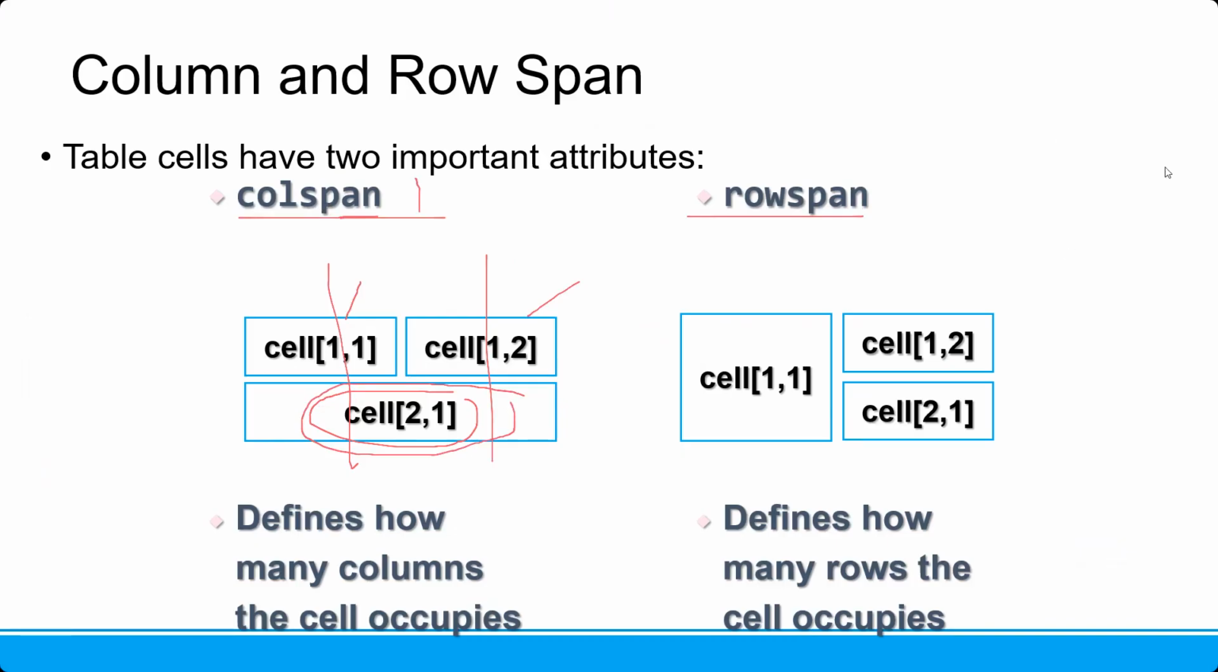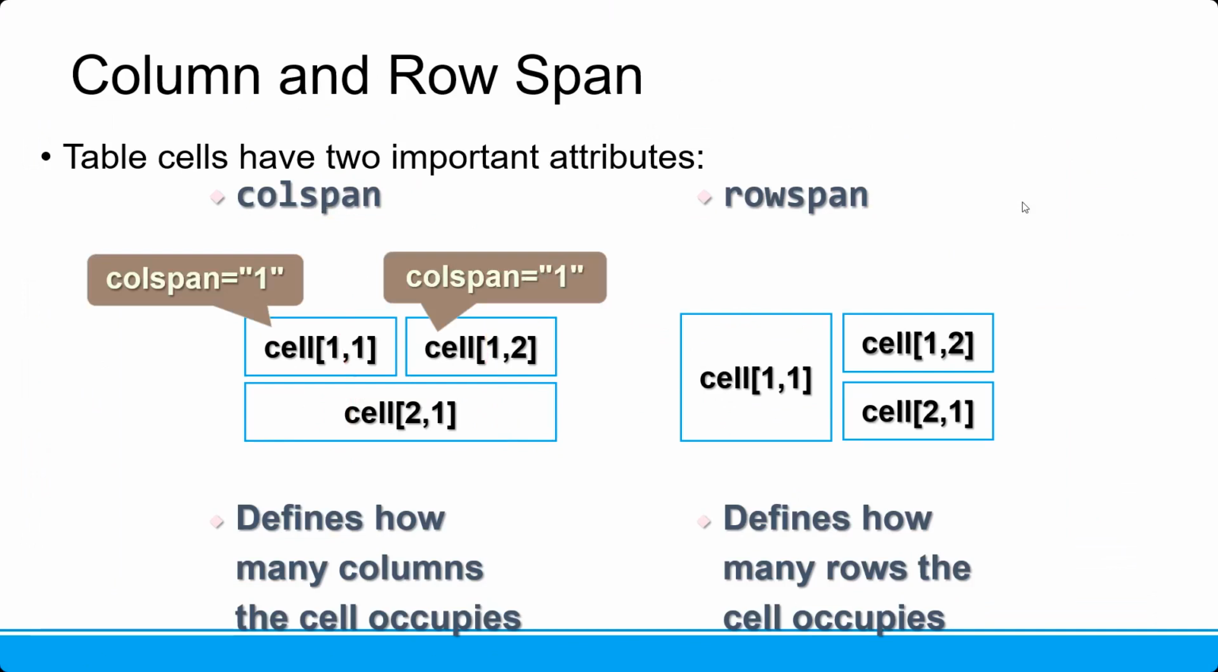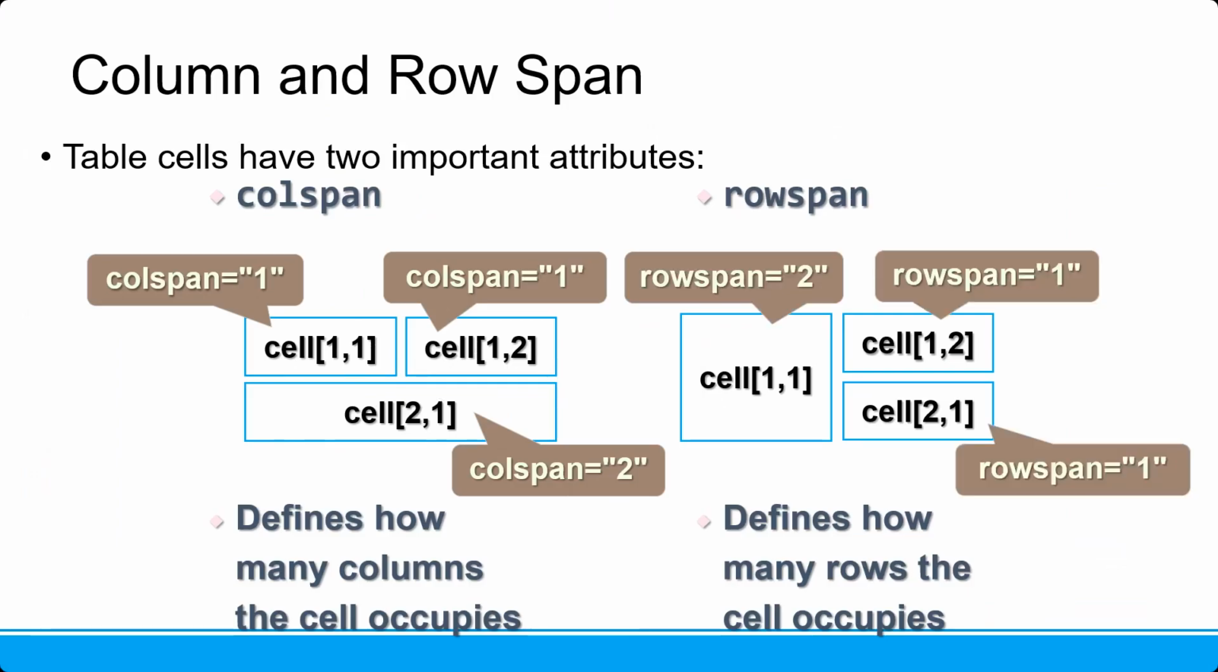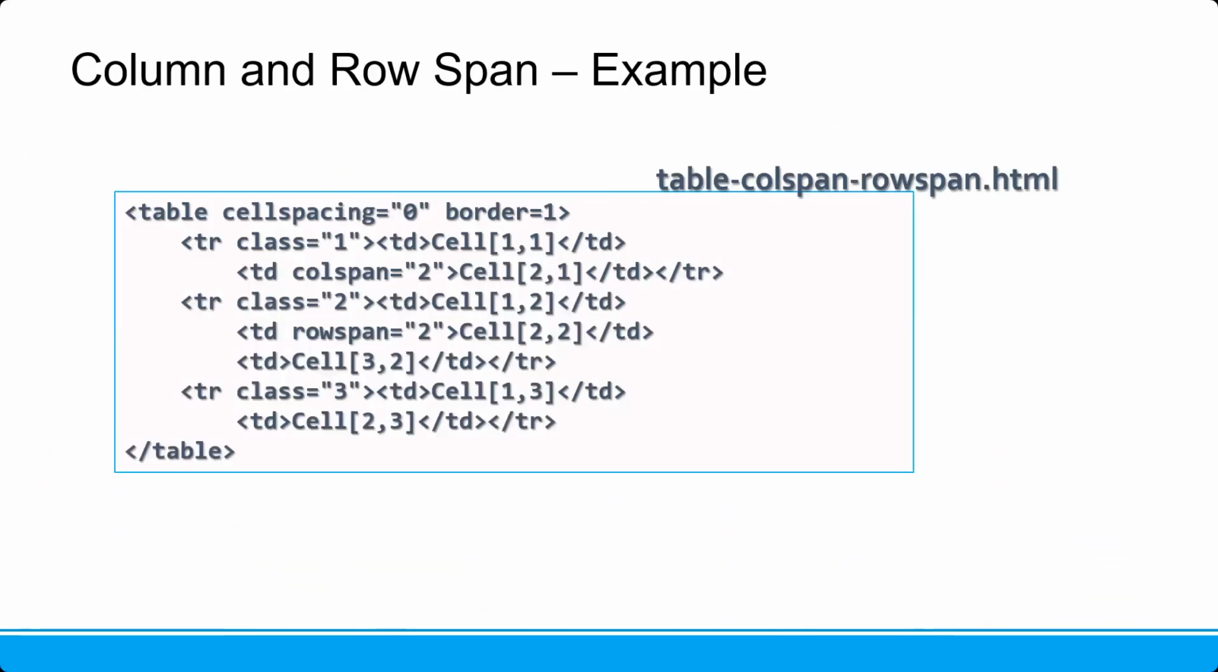Now let's see the example. This is column span 1, and this is column span 2, because two cells become 1. This is row span 2, because two rows in one cell. Row span 1, row span 1. Now let's see the example.